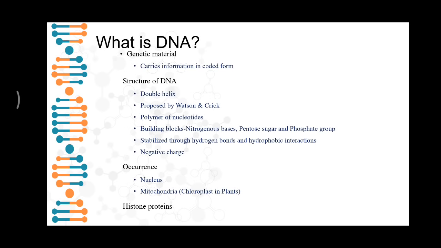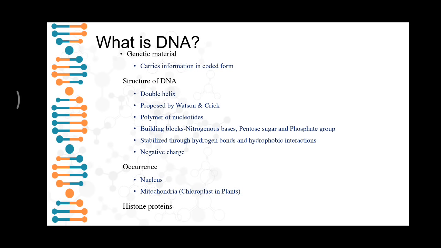Well, the DNA, as we said, carries the information in a coded form, which we call a blueprint. So the structure of DNA: basically it is a double stranded helix. The structure of DNA was proposed by Watson and Crick in the year 1953 by means of the X-ray crystallography technique.